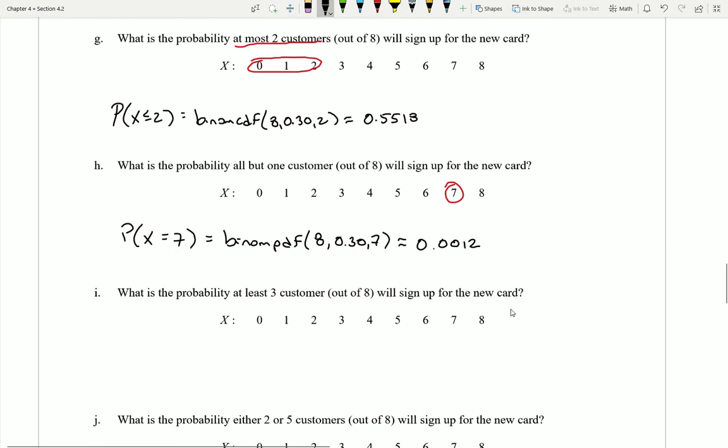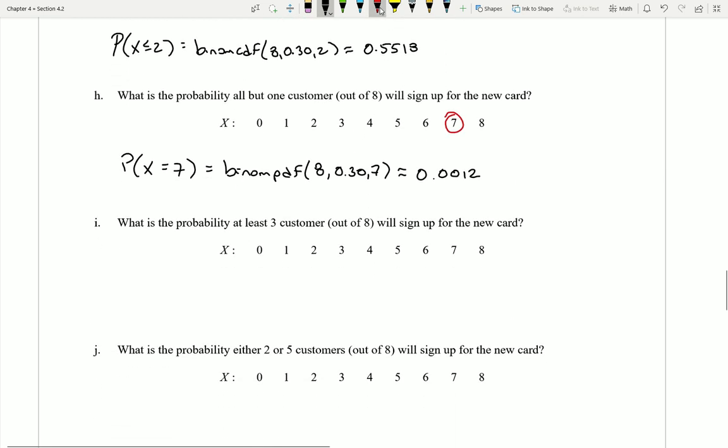All right, let's take a look at part I. What is the probability that at least 3 customers? So 3 is the least. That means I want these values. It's hard to grab those individually and add them all together because there's so many, and a CDF can't grab them all at once. But again, a CDF can grab all these numbers in blue that I don't want.